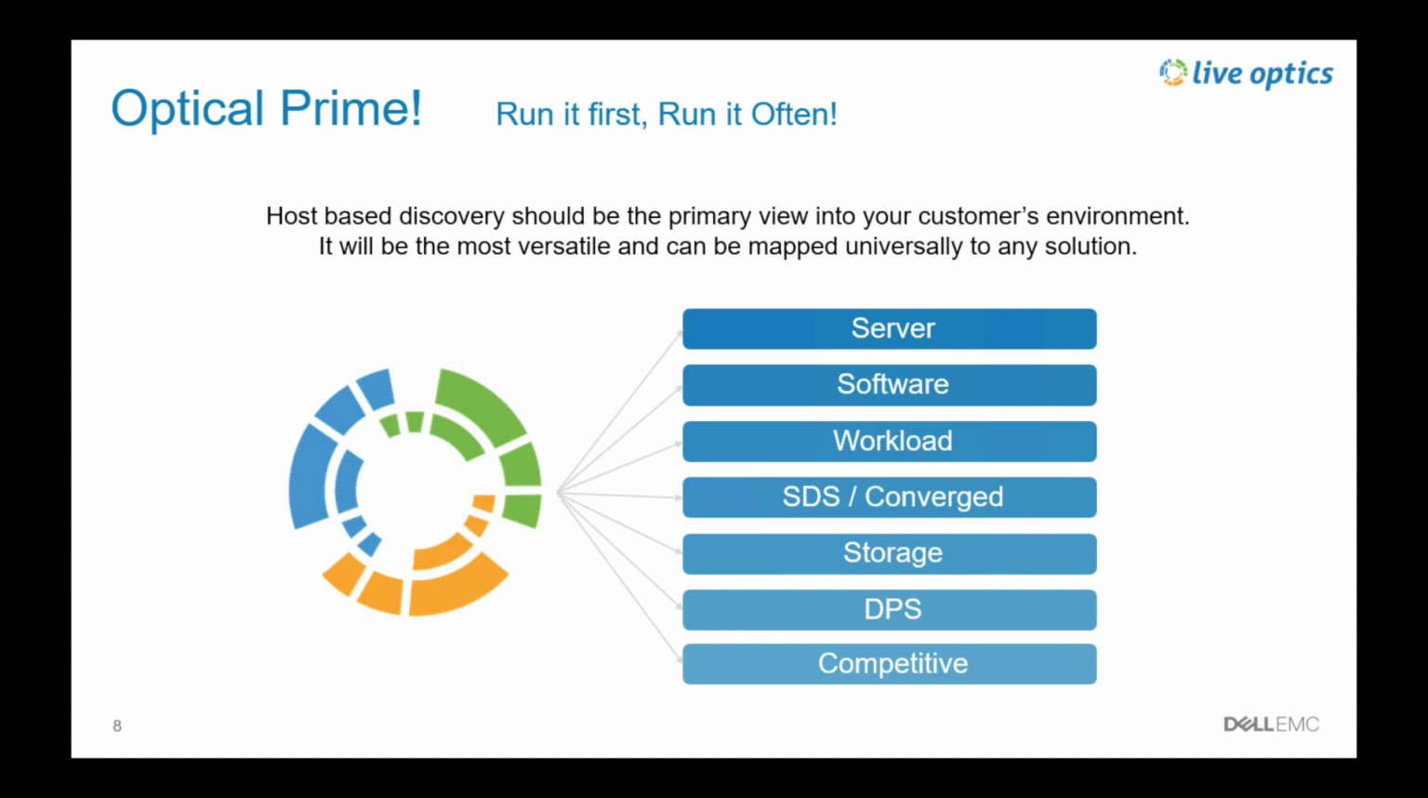Again, Optical Prime is the main way that we're going to assess the customer's environment. It's just a high-level assessment that we're going to use most of the time as our first assessment. And if we need to get more granular, we can run some of those more granular assessments. But Optical Prime is typically your starting place.